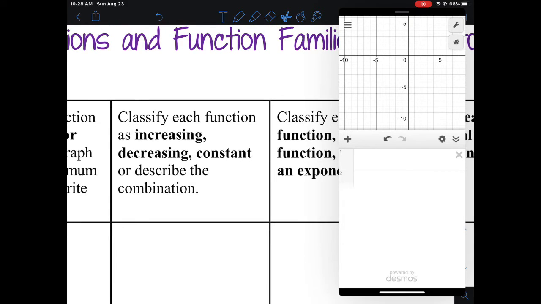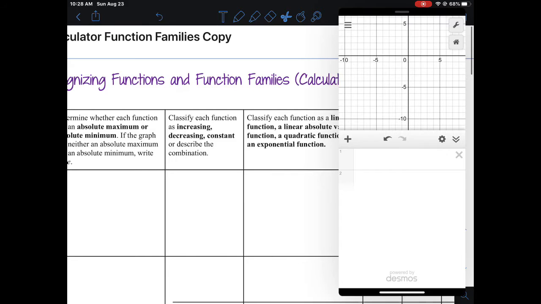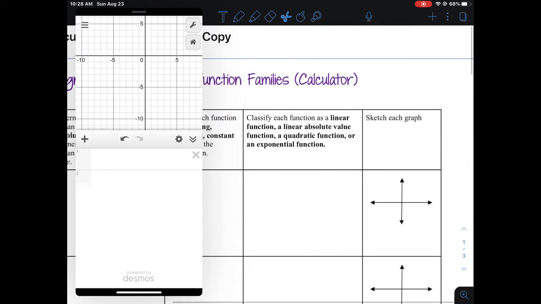We're going to classify each function as increasing, decreasing, constant, or if it's a combination, we're going to describe the combination. And then we're going to classify each function within its function family, which is linear, a linear absolute value function, a quadratic function, or an exponential function. And if you don't know what those words mean, you probably skipped the graphic organizer from Friday, and I suggest you go back so that you understand these vocab words, because this will be on your summative. And then we'll do a sketch of each graph, nothing specific, just a general sketch of the graph.